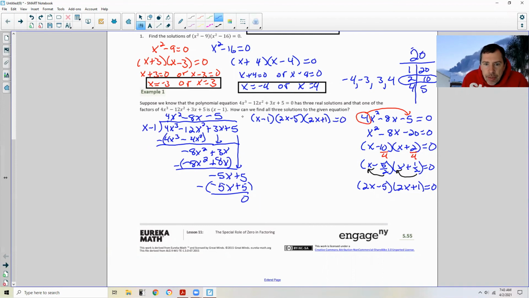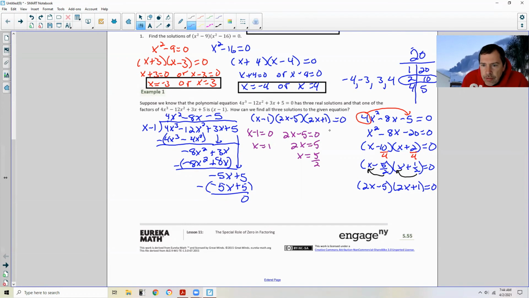So we already knew x minus 1 was a factor. So now we set all of our factors equal to 0. So I'm going to say x minus 1 equals 0. Therefore, x equals 1. 2x minus 5 equals 0. Add 5 over to the other side, and divide by 2, and we get 5 halves.